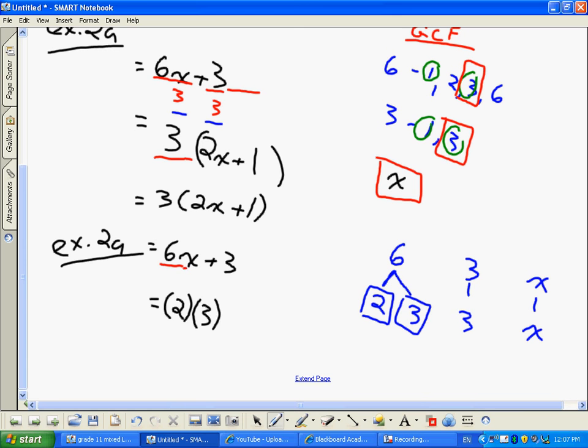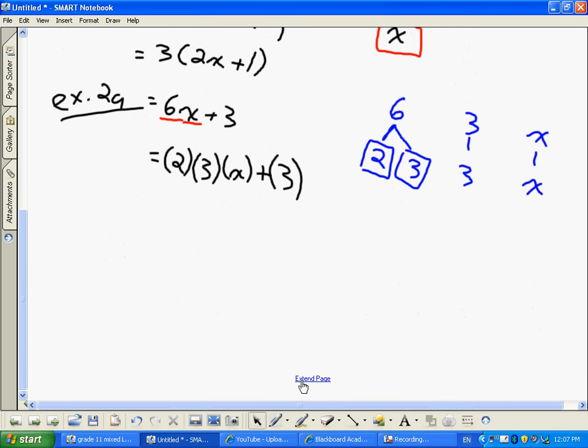I'm going to rewrite x as x. I can't change it anymore. Plus, I'm going to rewrite 3 as 3. Can't change it anymore. Okay? All right, so I have that now.